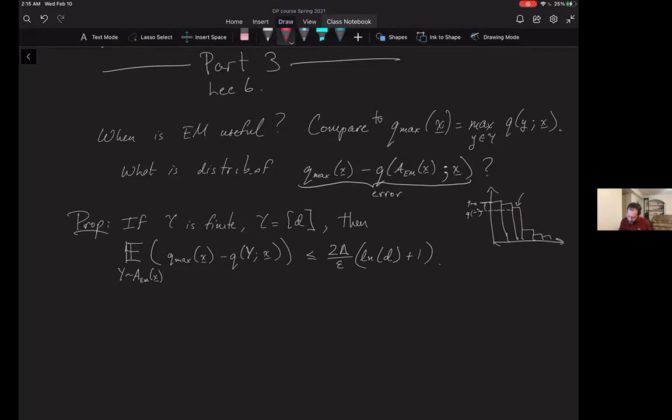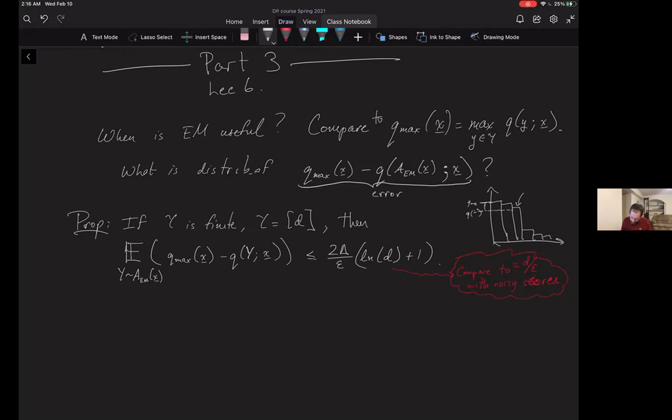I'm not quite done with the statement of the proposition, but what should we be comparing to? Compare this to what we get if we try to release all the noisy scores. Then we're getting something more like D over epsilon in our error. So instead of getting something that grows linearly with the number of things we're selecting among, we get something that grows logarithmically.